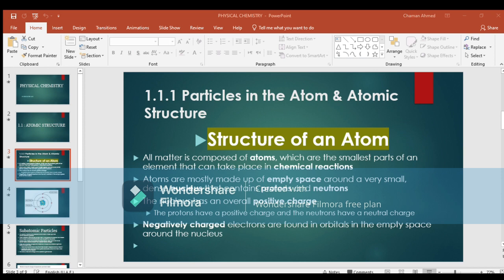Now, these subatomic particles are so small that it's not possible to measure their masses and charges using conventional units such as grams or coulombs. These units, grams and coulombs, are too huge, enormous units, so you cannot measure these subatomic particles using them. So they have different units.